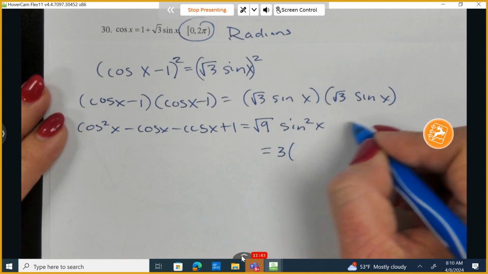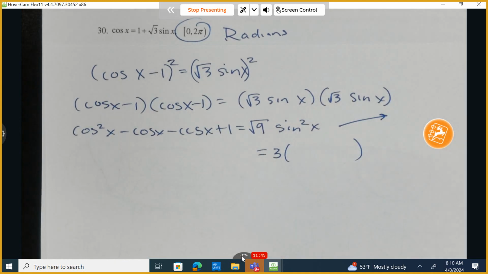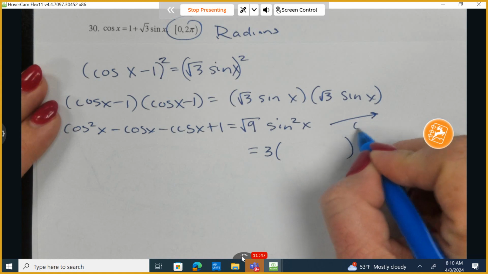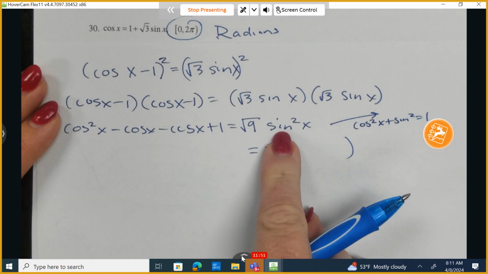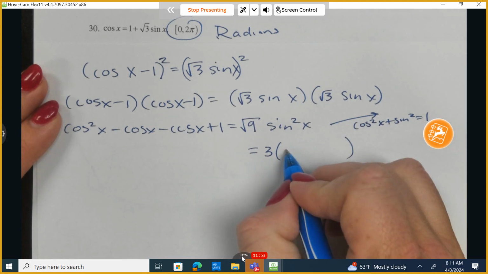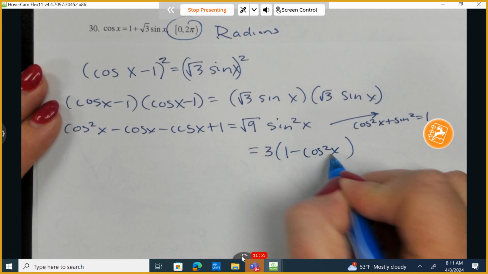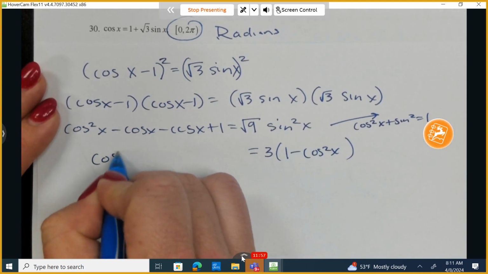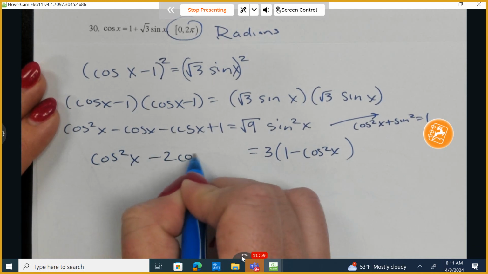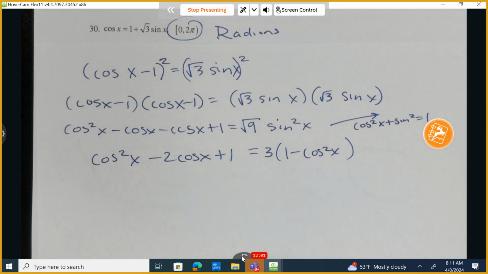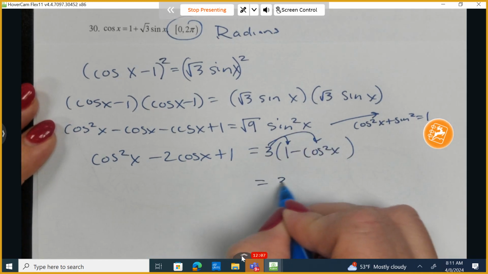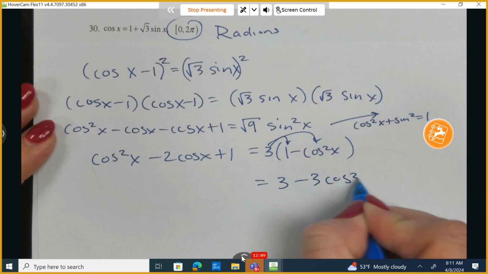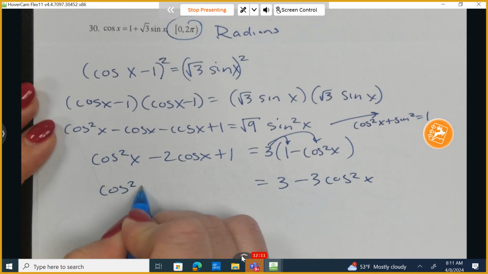What is sine squared equivalent to? What's the most common Pythagorean identity? Cosine squared plus sine squared equals 1. So if I want to isolate sine squared, it would be equivalent to 1 minus cosine squared. Next, I'm going to distribute the 3 to both items in parentheses, and I have 3 minus 3 cosine squared x.